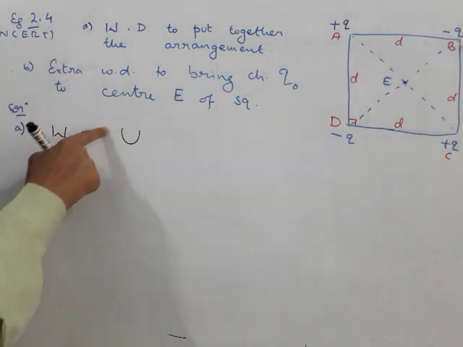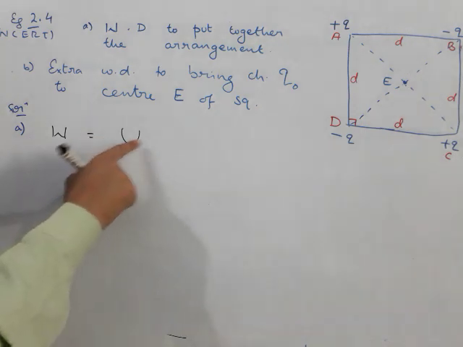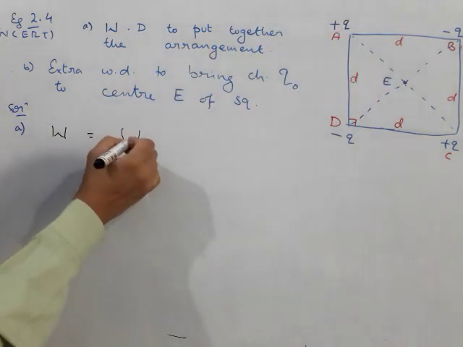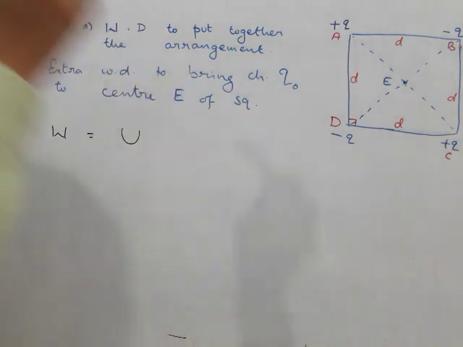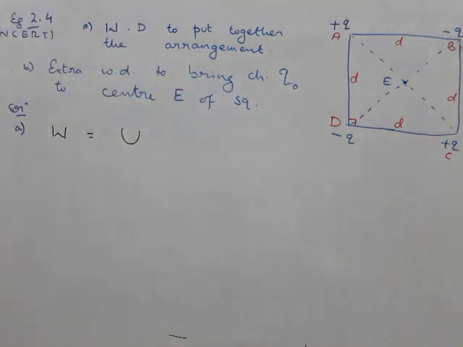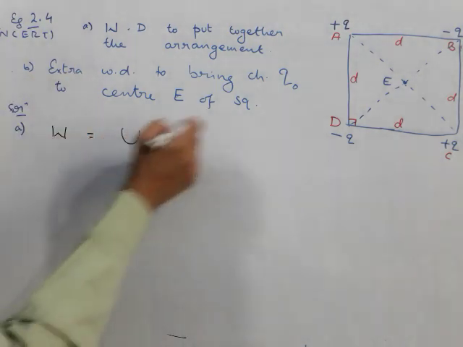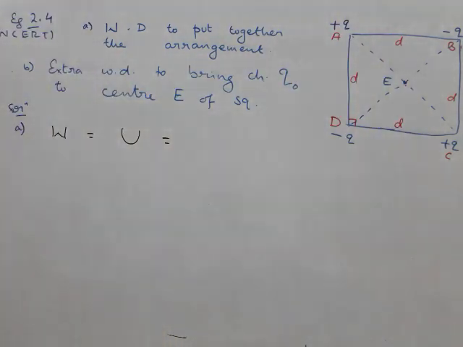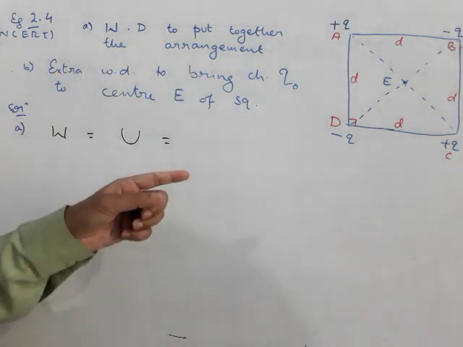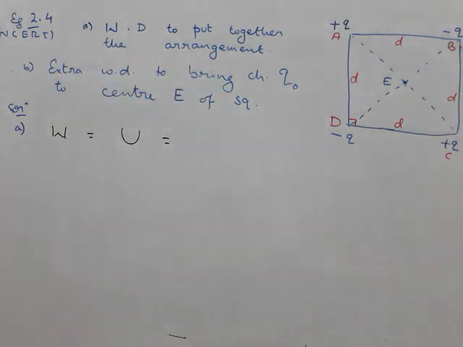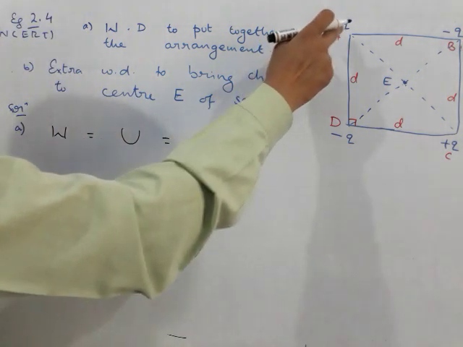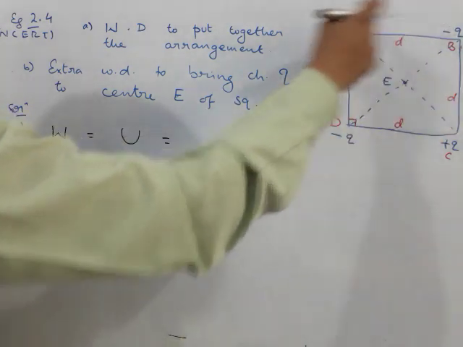Actually, work done should be change in potential energy. So final minus initial. We assume that initially they are at infinite separation, so initial potential energy becomes 0. So potential energy for this particular set of 4 charges. Now for a pair of charges, 1 by 4 pi epsilon naught Q1 Q2 by separation is the formula for potential energy. So this work done is equal to potential energy of how many pairs of charges over here?